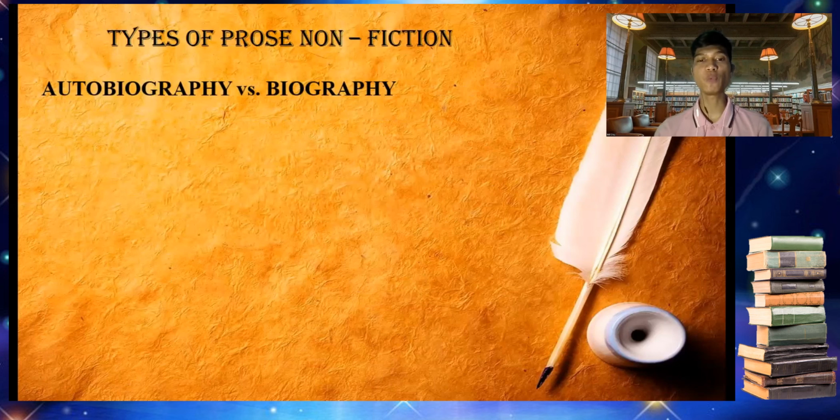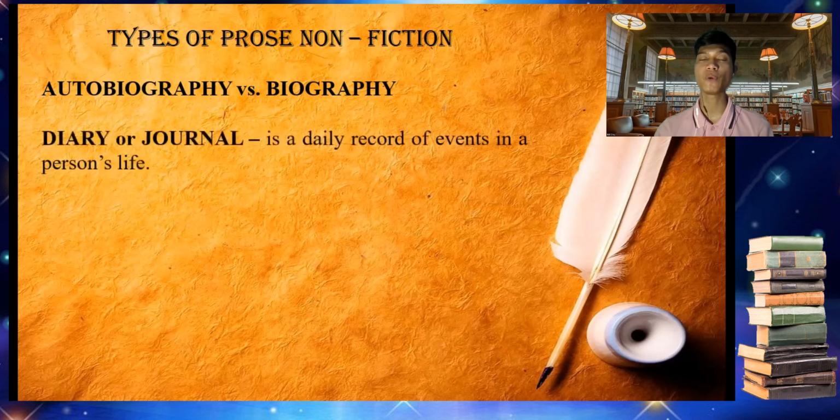The only difference between the two is the author. For autobiography, the word auto means self, which means that the story being told is the story of the author himself. On the other hand, biography is the story of a person being told by another person. Next, we have the diary or journal. It is the daily record of one's life. In some cases, people do it privately and write for personal pleasure.